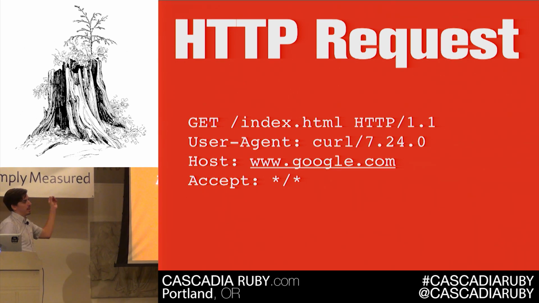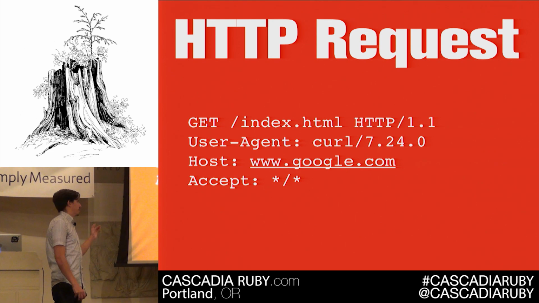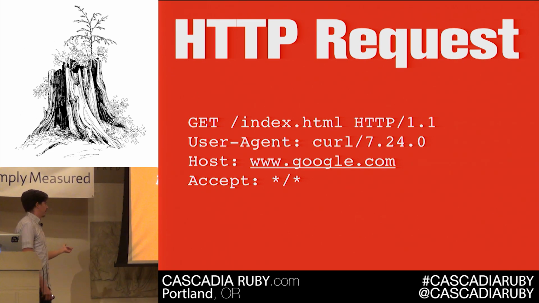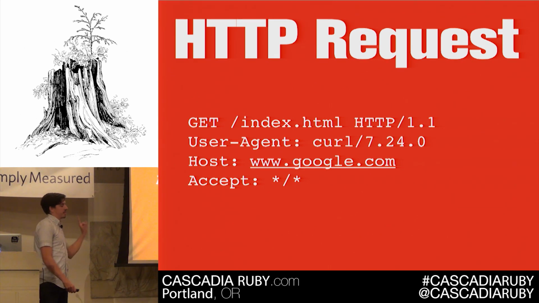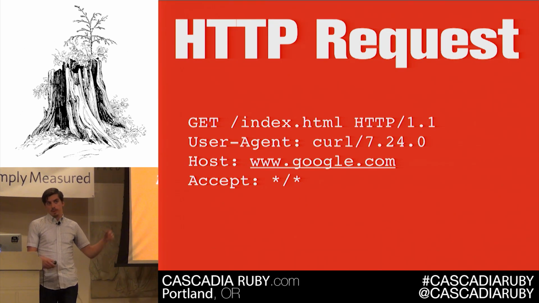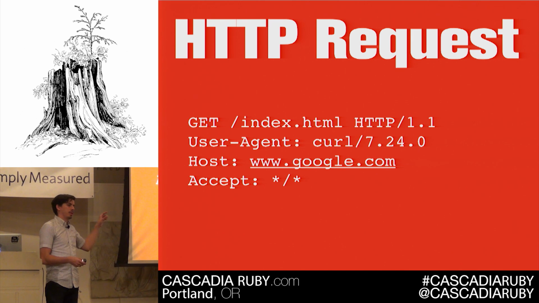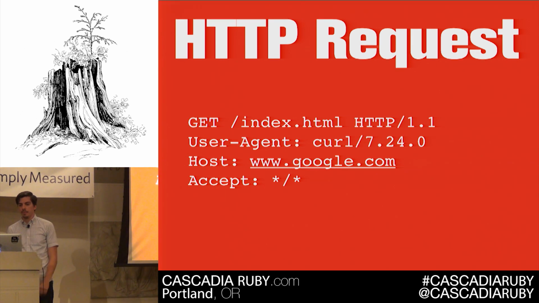This is basically saying that I'm curl coming in from a user agent. The host that I'm going to is Google. That one's important for virtual hosts and things like that. And we're accepting any content type to come back. If this was a POST request and we were sending data along with it, there would be one blank new line and then all the data after that.